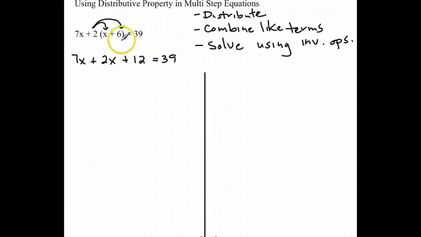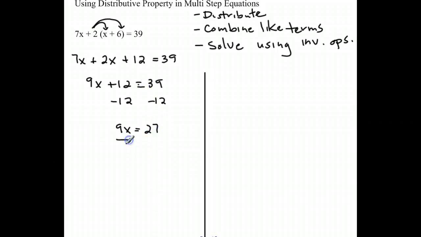And at this point, this problem looks like the problems we just did on the previous 2 examples. I'm going to combine like terms to get 9x plus 12 equals 39. Subtract 12 from both sides. 9x equals 27. Divide by 9. I'm going to get x is equal to 3.